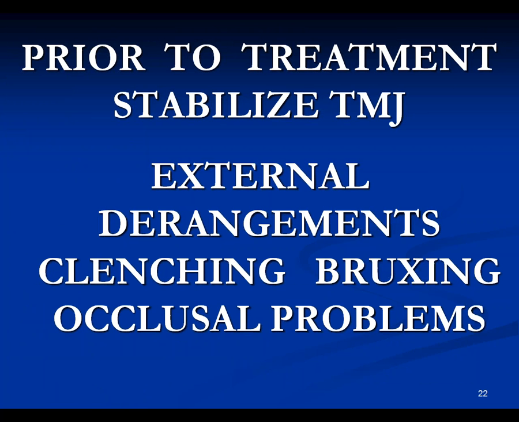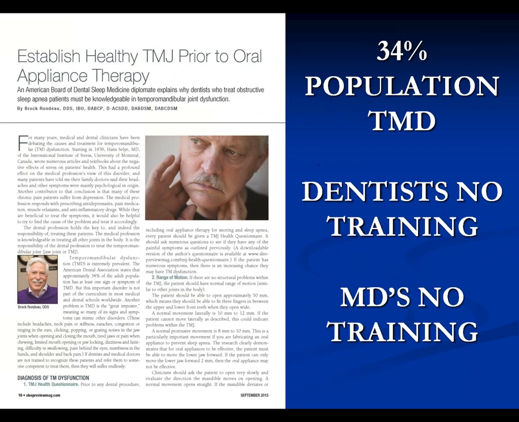Again, have we got an external derangement, clenching and bruxing or occlusal problems? Let's make the diagnosis. I have an article here I will send you. We'll tell you how to get it later. But in this article I wrote, it's only 3 pages. It's very easy. I think I hand that out to my TMD patients. But it says there 34% of the population has TMD.